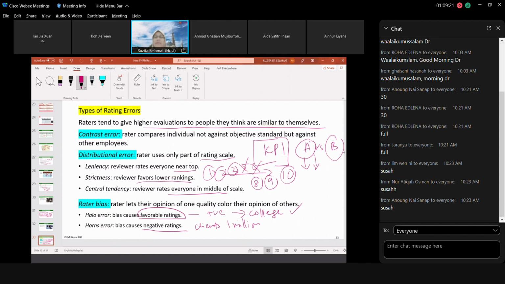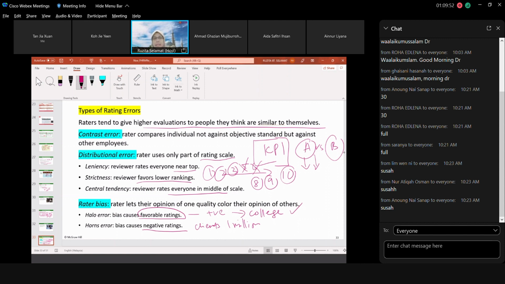Kalau halo error ni faktor yang positif telah cloud all the judgment. Sebab you sama college, yang lain pun semua okey lah. Memang okey lah graduan Stanford ni, graduan Oxford ni memang okey buat kerja. Alright, but Horn's error, satu perkara negatif, mungkin dah cloud over all other perkara-perkara baik yang you lakukan. Right, so that halo versus Horn.